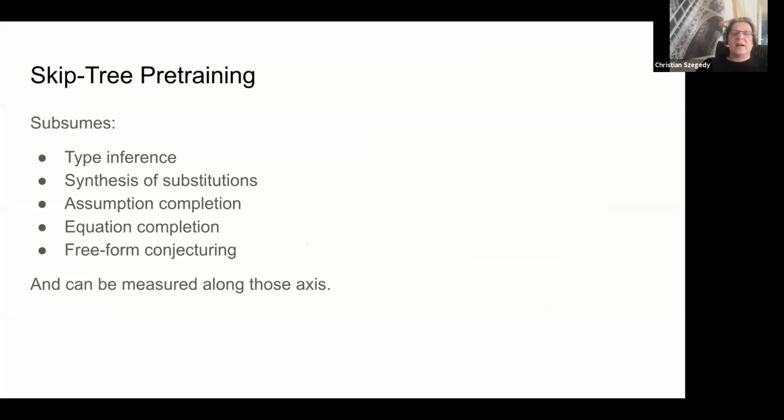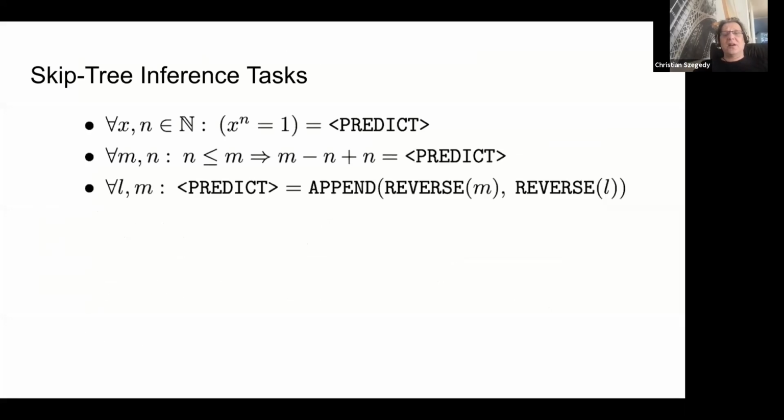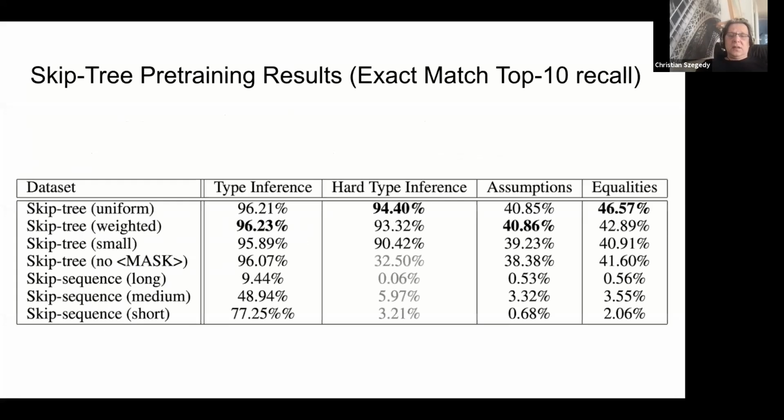These are the tasks on which we evaluated the skip tree, and it gave surprisingly good results. These are non-trivial tasks, as you could see in the previous examples. These are relatively simple cases, but even in those, it's not trivial for a human to quickly come up with the right assumptions to make the implication work in a non-trivial way. So here are the numbers.